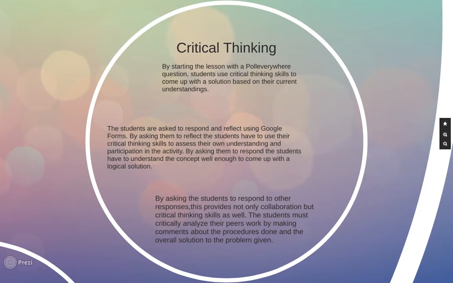Critical thinking. By starting the lesson with the Poll Everywhere question, students use critical thinking skills to come up with a solution based on their current understandings. The students are asked to respond and reflect using Google Forms. By asking them to reflect, the students have to use their critical thinking skills to assess their own understanding and participation in the activity. By asking them to respond, the students have to understand the concept well enough to come up with a logical solution.